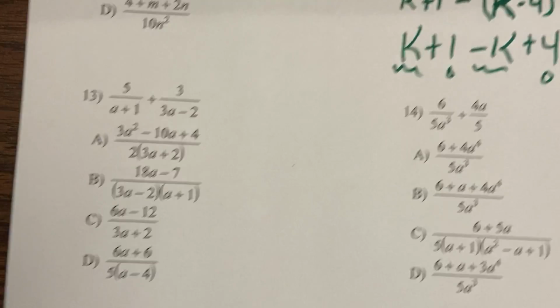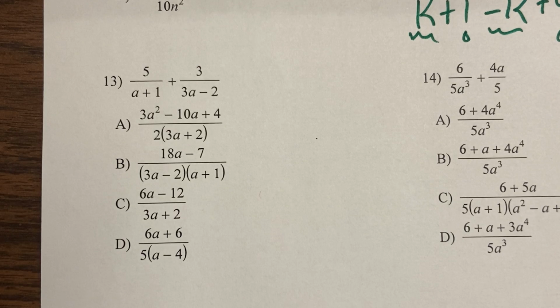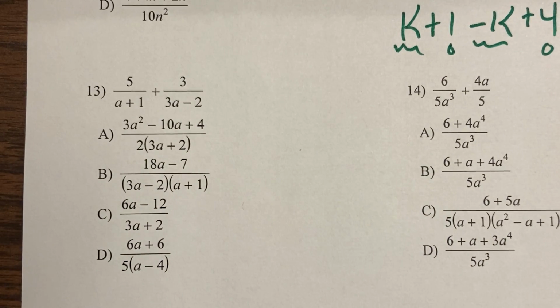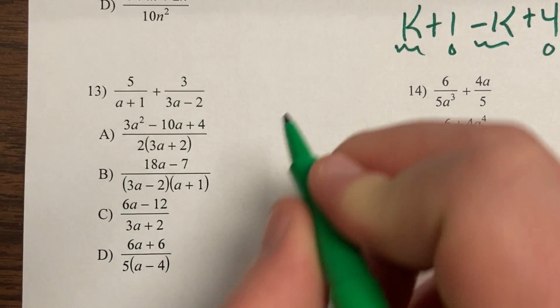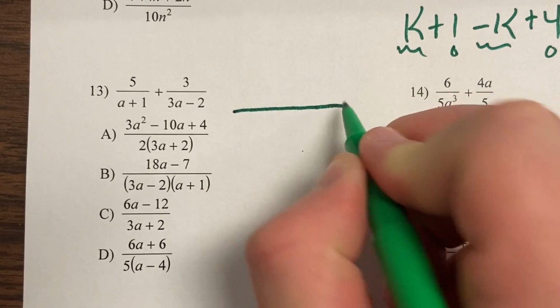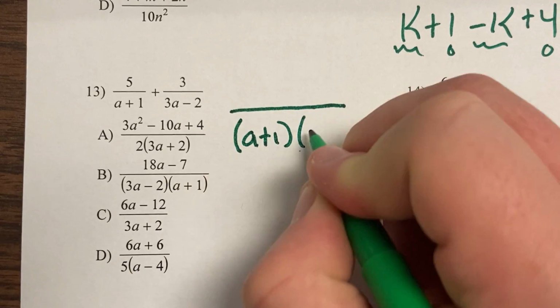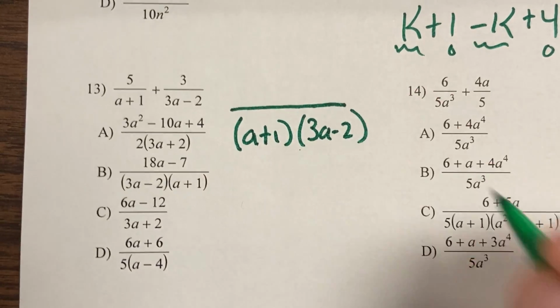All right, 13 and 14 get a little bit trickier because they are not like terms. This denominator is a plus 1. This denominator is 3a minus 2. When you're presented with this, it's almost going to turn into a cross multiplying problem. All right, let me write this. So we have a denominator, and we know that it has to have an a plus 1, and a 3a minus 2 needs to be down there as well.